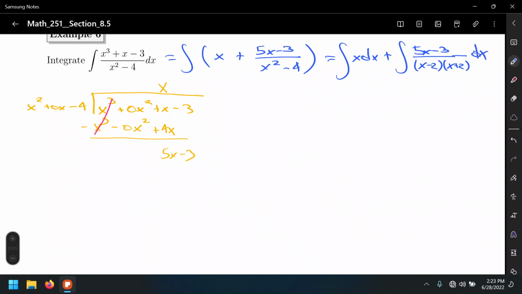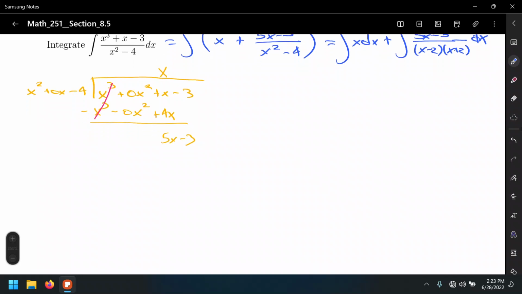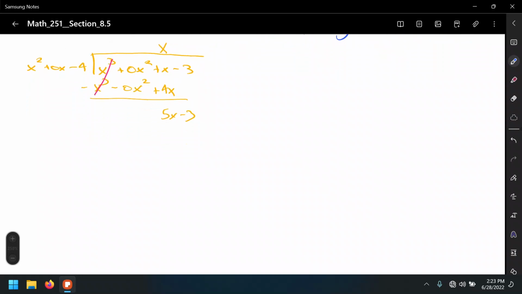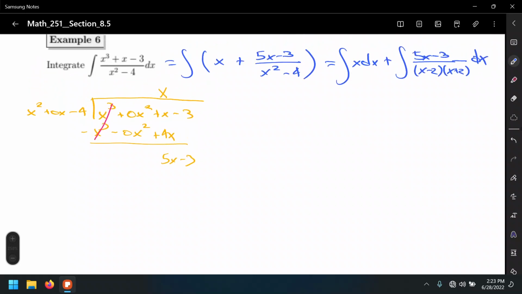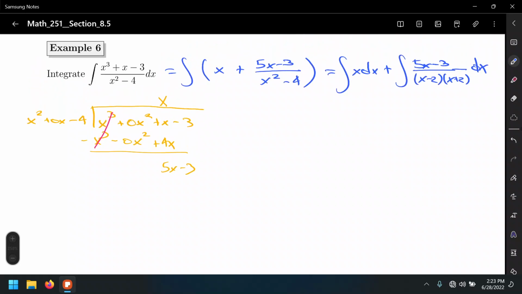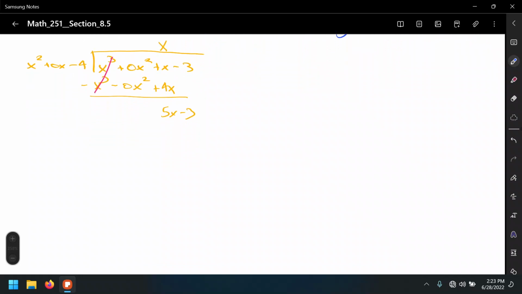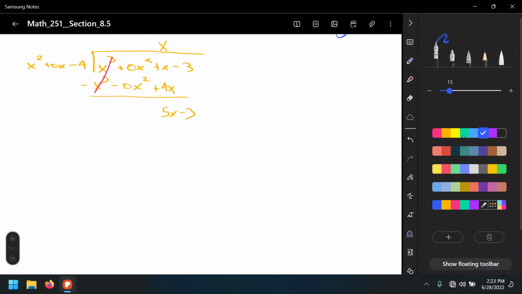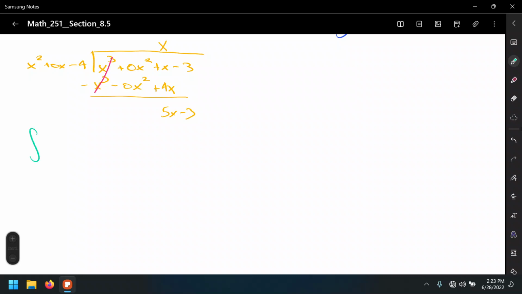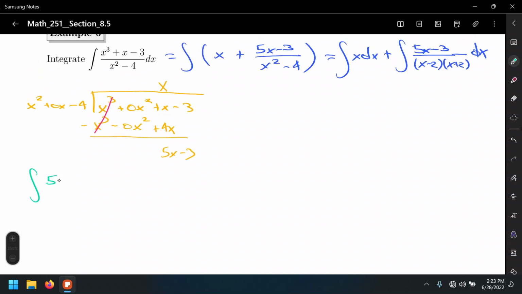And it is the second integral, the one that requires partial fraction decomposition. So let's go ahead and take care of the partial fraction decomposition right below. I'm going to skip the first integral for a while, and focus on the second integral. I'll use a different color here. So the integral of 5x minus 3 over x minus 2, x plus 2.